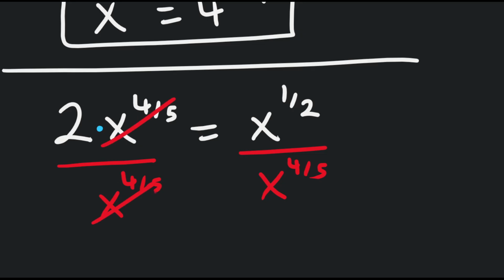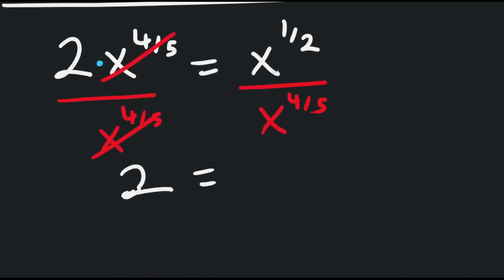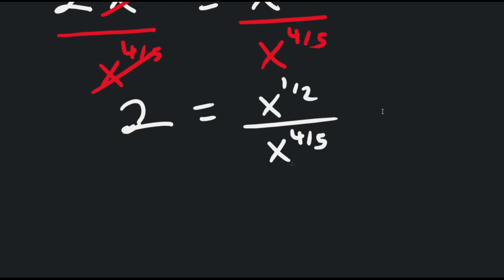These will cancel out. And on the left side, we are left with 2 equals x to the 1/2 power over x to the 4/5 power. Now we're very close. X to the 1/2 power over x to the 4/5 power, we can simplify because of the quotient rule for exponents, another rule for exponents that we've learned.